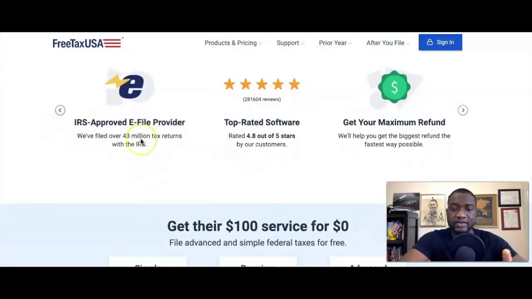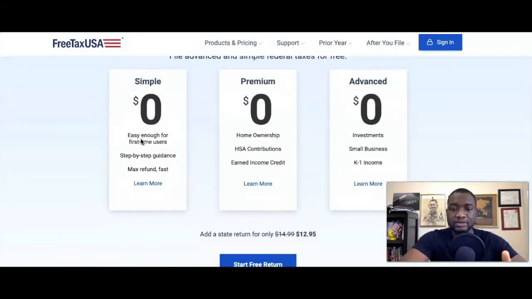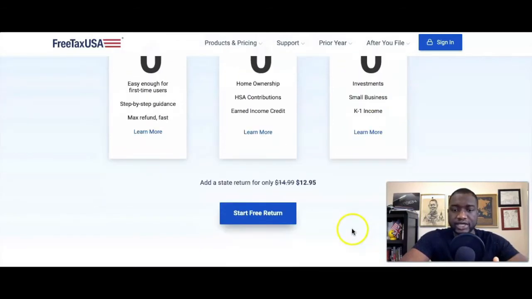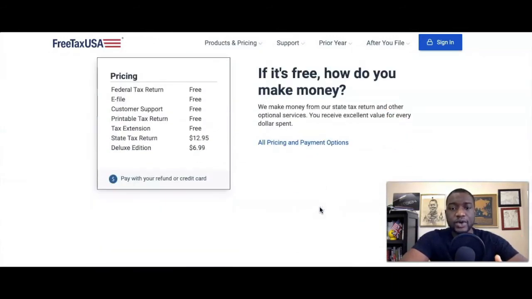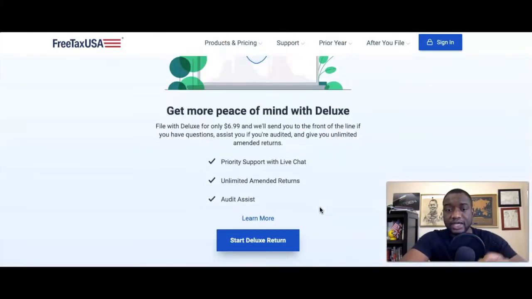They're approved by the IRS. And here are some of their services. If you have a simple file, it's easy. If you have homeownership, HSA, all these extra things, that one is easy. If you have a small business, K1 income, investment income, it's pretty easy, and you only pay for the state basically. And for this year it's $12.95. So when they say free, it's truly free.